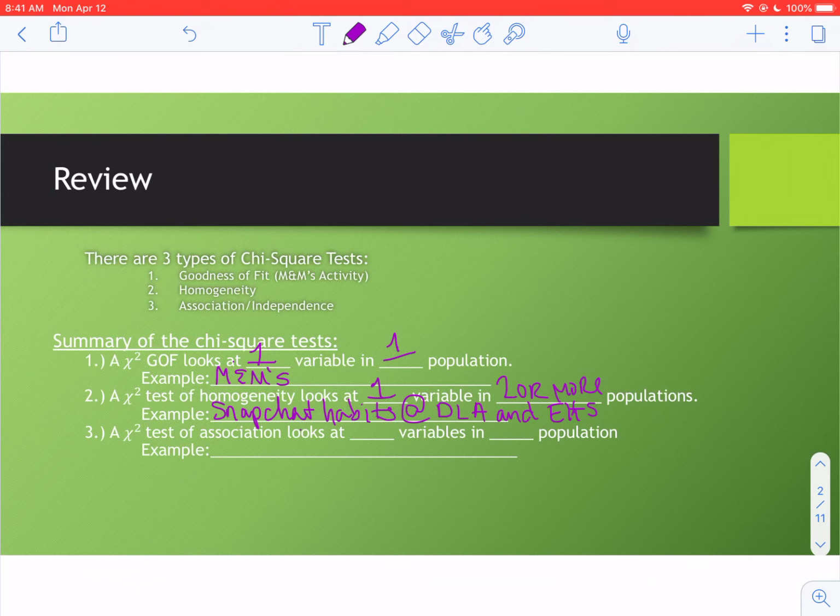And then the one we will look at later, a chi-squared test of association, looks at two variables in one population and sees if they have some sort of association with each other or if they're independent. So an example we'll do later about that has to do with sports played and math class taken. And that will happen later.